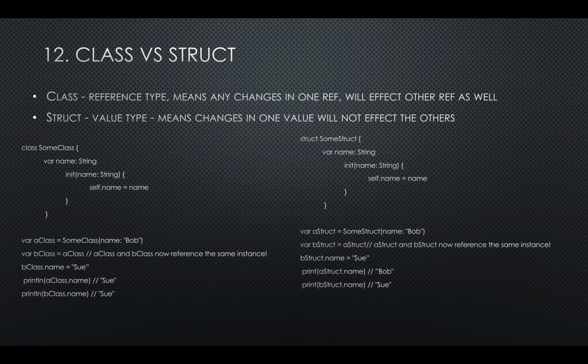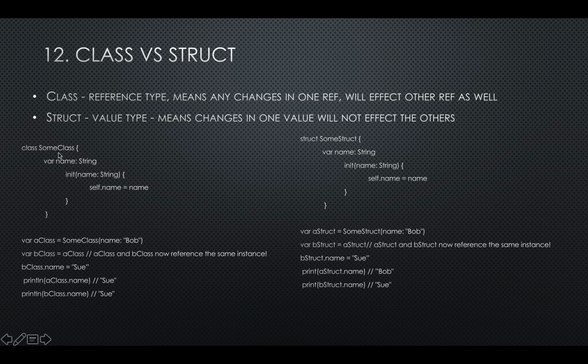So class is a reference type, means any changes in one reference will affect other references as well. Whereas struct is a value type, means changes in one value will not affect others. Okay, so it's totally opposite. So we have an example.